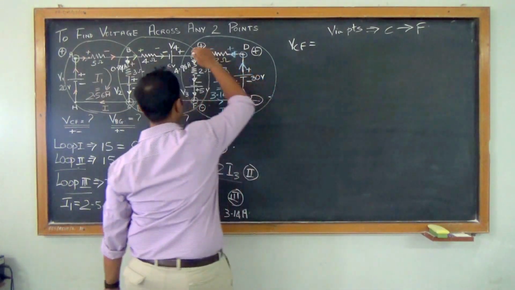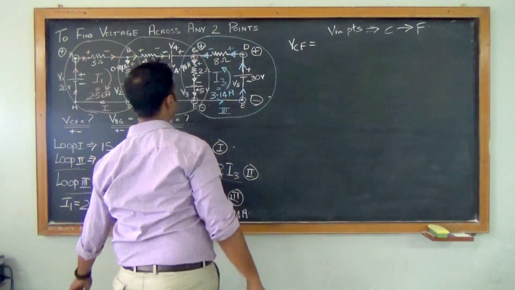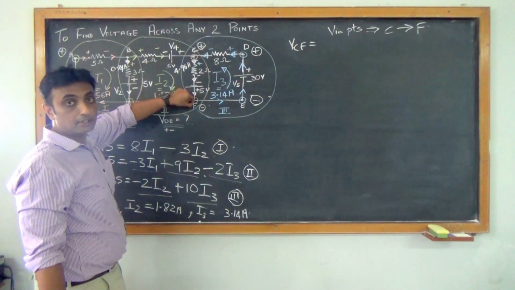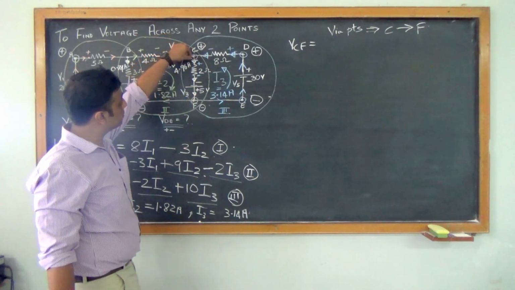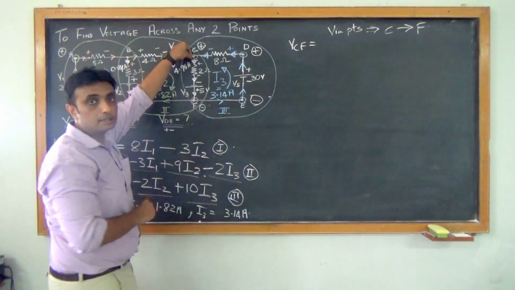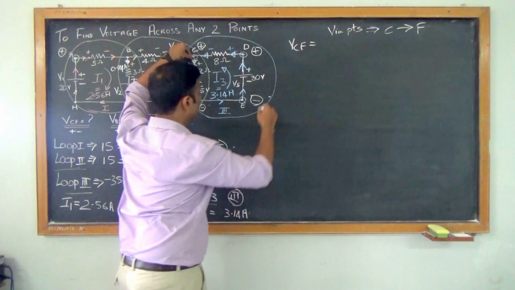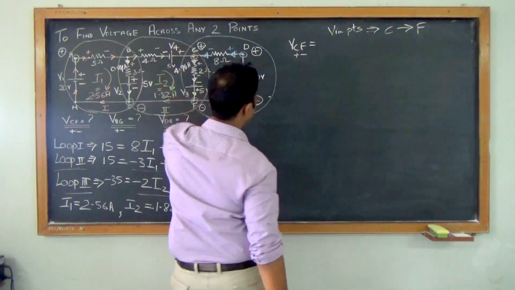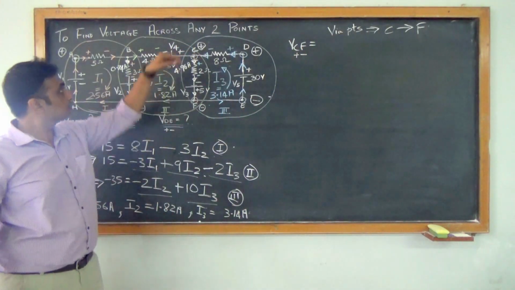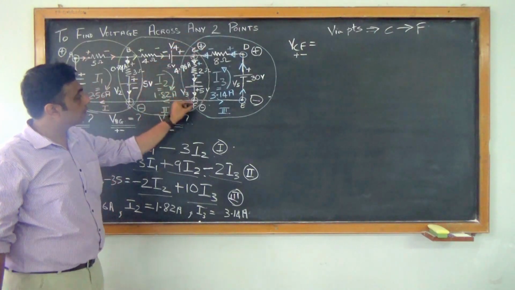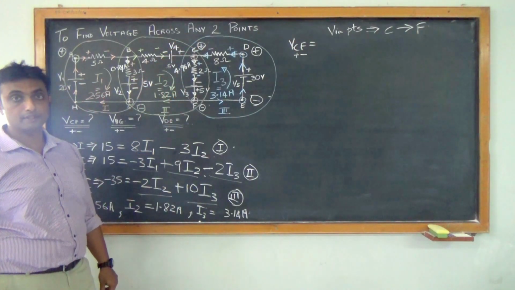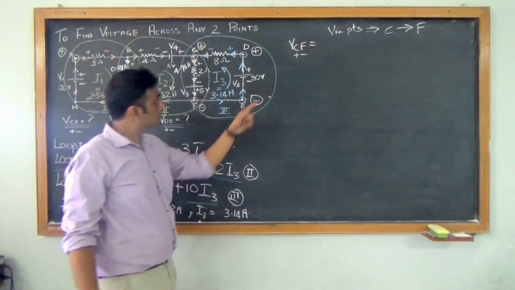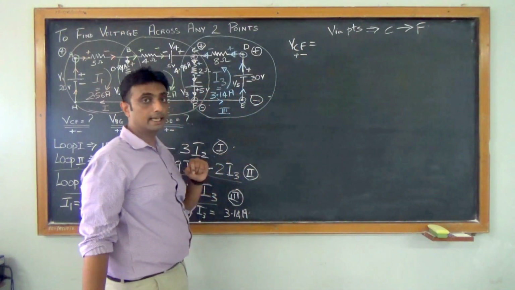Now always remember, the first terminal of your multimeter will be connected to your positive terminal, and the second terminal of your multimeter will be connected to your negative terminal. So your red terminal will be connected here and your black terminal will be connected here. So C will always be positive by default and F will always be negative by default. So the potential at C is positive and the potential of F is negative, because the terminal of your multimeter is positive here.